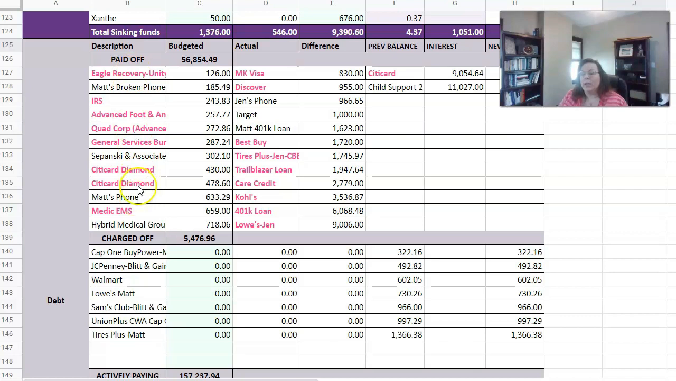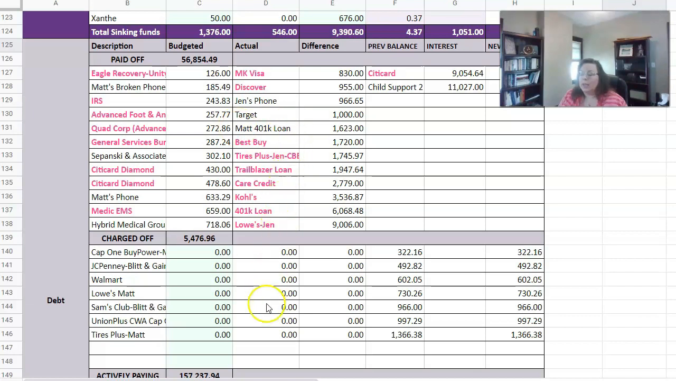The other thing you'll see here is pink and black font, and what that means is pink is anything that had my name on it, black is anything that only had Matt's name on it. So we have a mixture of what's been paid off over the years.